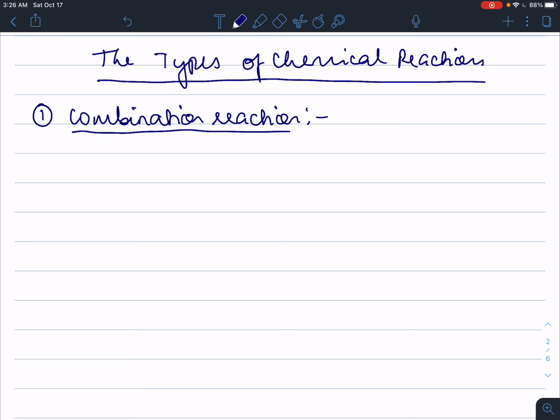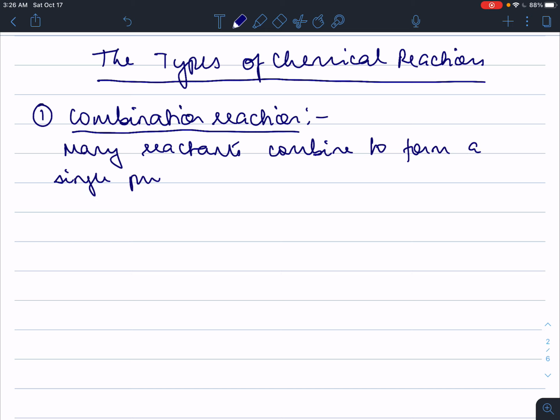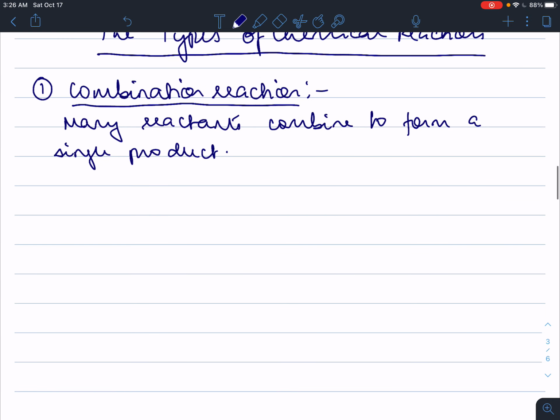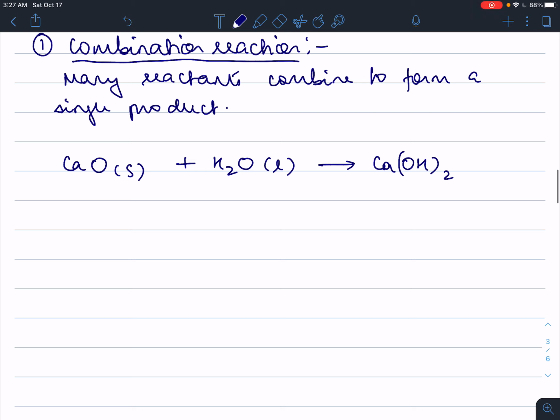The name says it all. Many reactants combine to form a single product. Now, to give you a good example of this, consider calcium oxide in water, CaO, in water liquid will give you Ca(OH)2. Now this reaction is already balanced, okay?